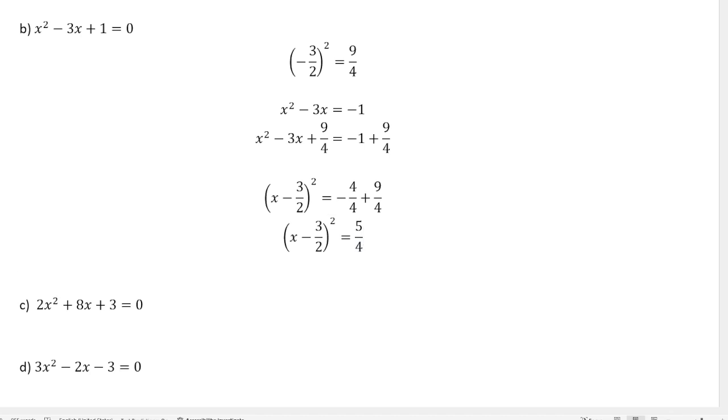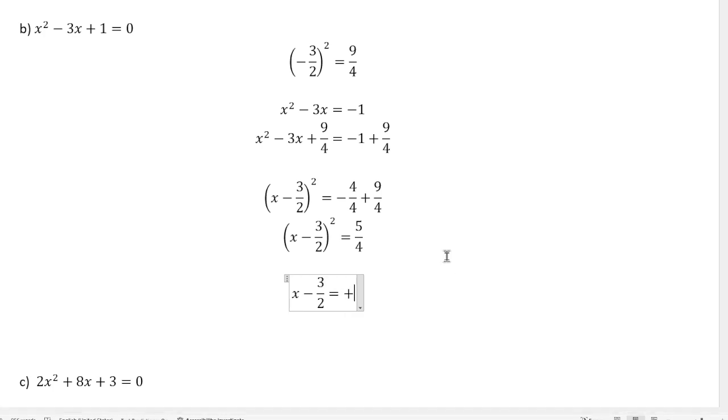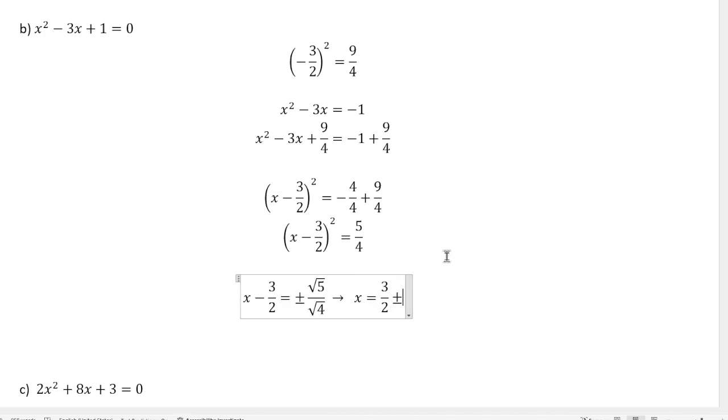And once you're done with completing the square, now you just have to take the square away and then move this to the other side. That's how you solve it. Okay, so if you take the square root of both sides, the x minus 3 over 2 is going to equal plus or minus square root of 5 over square root of 4. Okay, and therefore if you add 3 over 2 to both sides, you get x equals 3 over 2 plus or minus square root of 5 over 2.